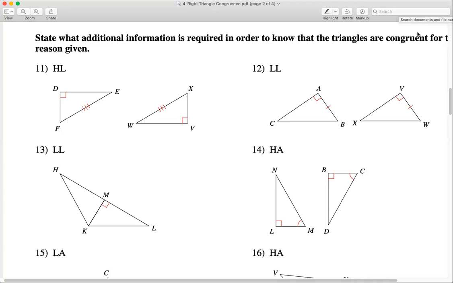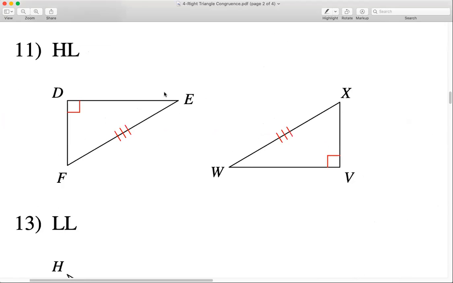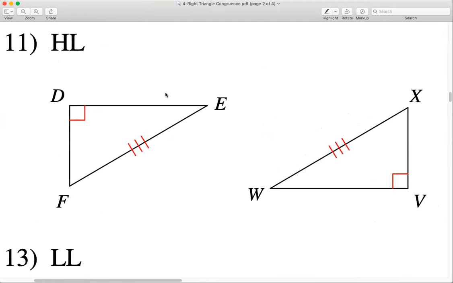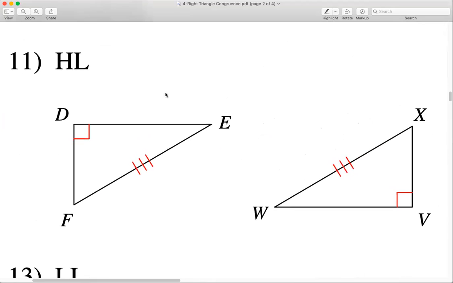In these problems, we will be stating what additional information is required in order to know that the triangles are congruent for the given reason. So these are the problems that we will be solving. And by the way, these questions are given in a Kuta Software website. So let's have question number 11 here.